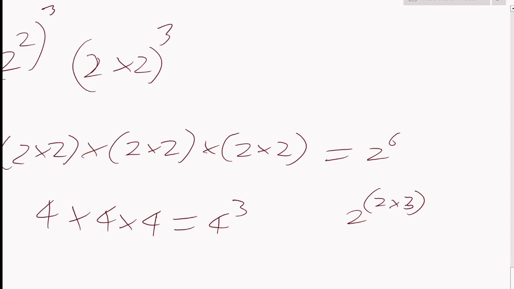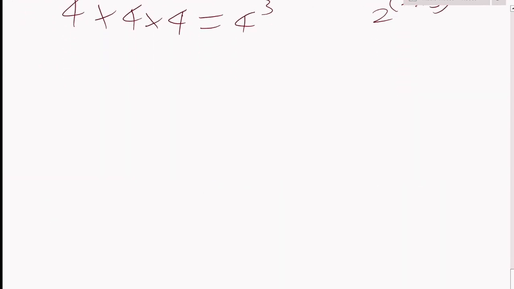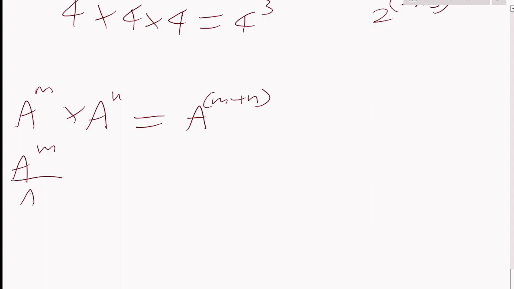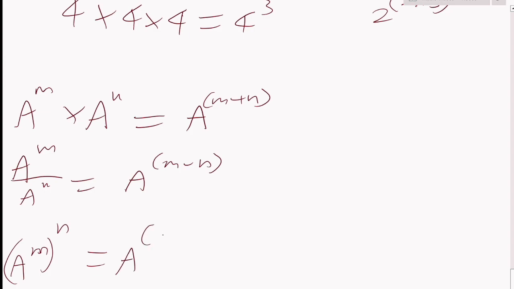So I'll write these out again. So if you have a to the m times a to the n, so some base to a power times the same base to a different power, it can be the same power, but to another power, equals a to the m plus n. If you have a to the m over a to the n, that is a to the m minus n. And if you have a to the m to the n, that is a to the m times n. So these are the 3 rules of powers that you need to know.